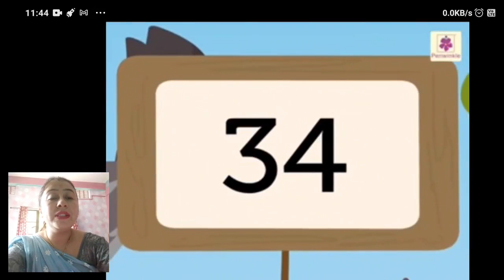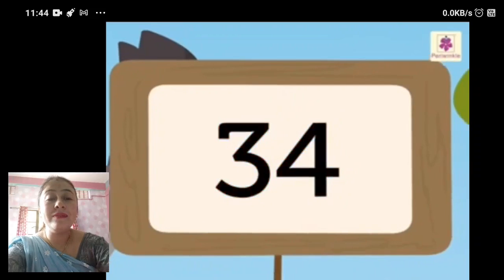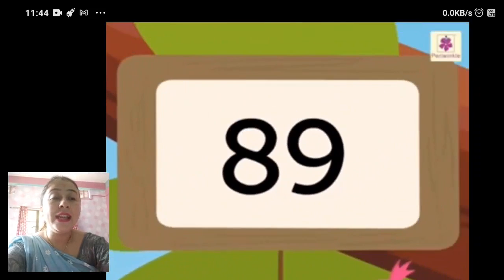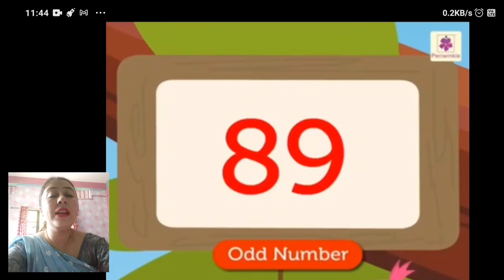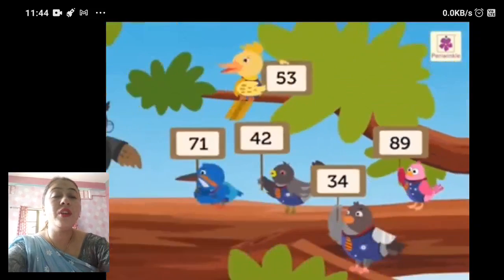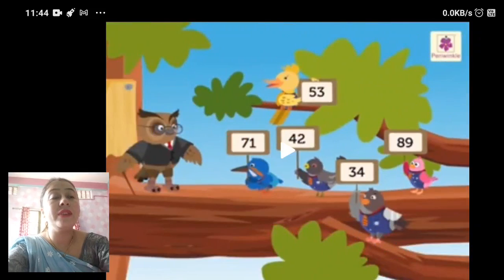34. So in 34, 4 is there in ones position. 4 is there in unit digit. So 34 is an even number. Very good. Next 89. 9 is there in ones position. So you can say that 89 is an odd number. Yes, so I hope you all have understood what are odd numbers and what are even numbers.